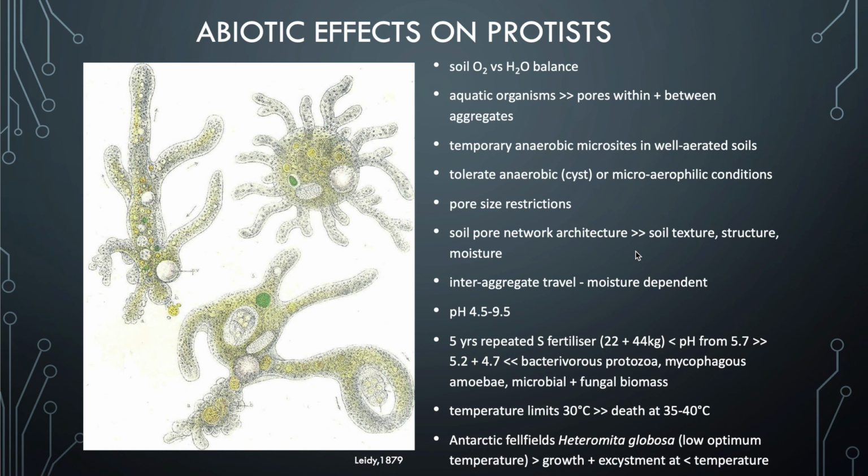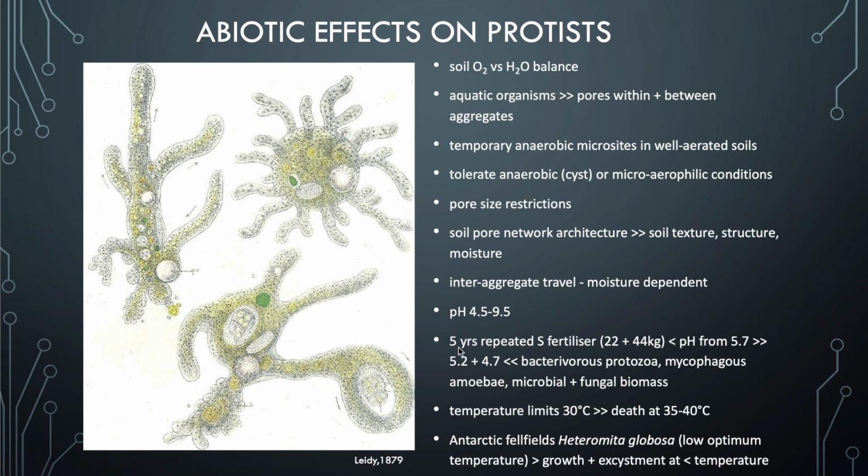But the soil pore network architecture, which depends on soil texture, structure, and moisture, is very important to the proliferation of soil protists. And they engage in interaggregate travel, which is all moisture dependent. If there's a water column within the channels between aggregates, these protists can move about quite well and therefore function and reproduce across the soil matrix. Their preferred pH ranges from 4.5, which is quite acidic, to 9.5, which is quite alkaline, and that's a huge pH range to exist within.